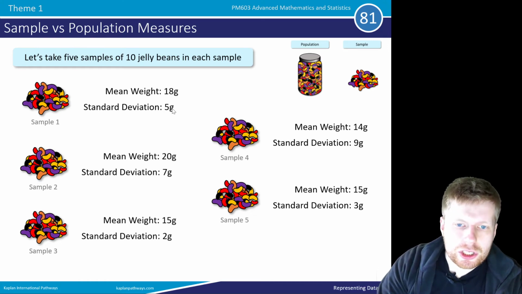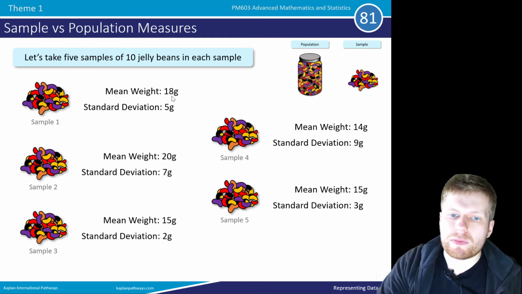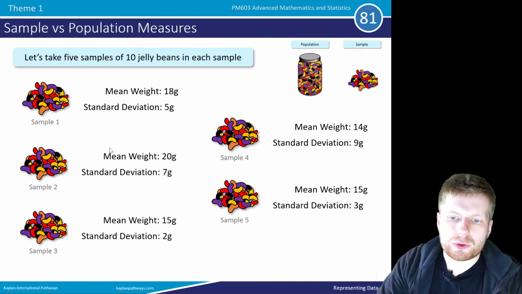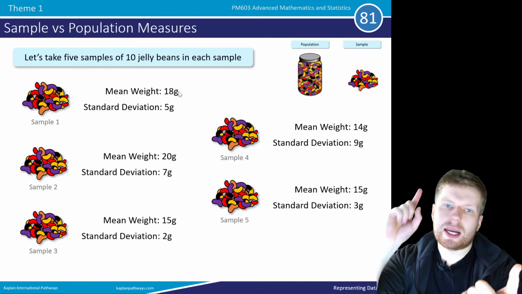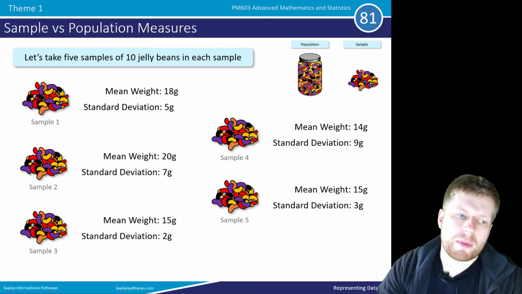So on average, the weight of each jelly bean was 5 grams away from the mean weight of 18 grams. And I've done that for all 5 handfuls. So for each of the 5 handfuls, I've calculated the mean weight of that handful, and what the standard deviation was, what the average spread from the mean was.